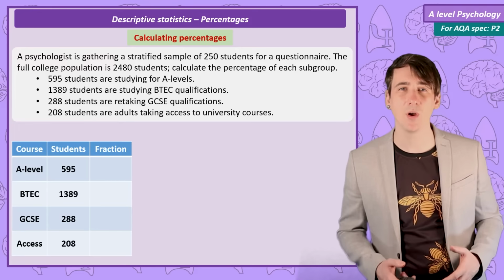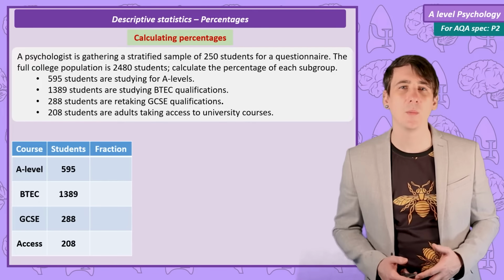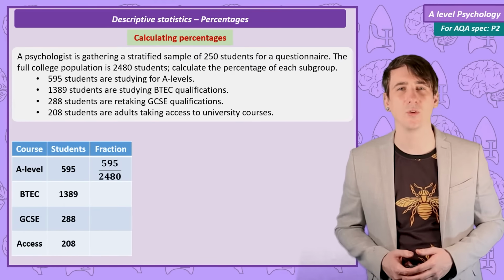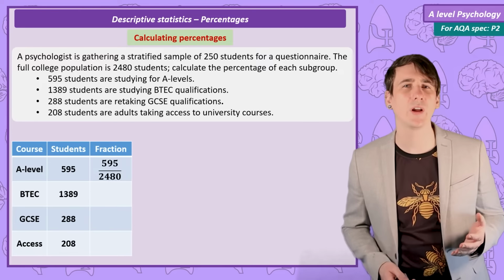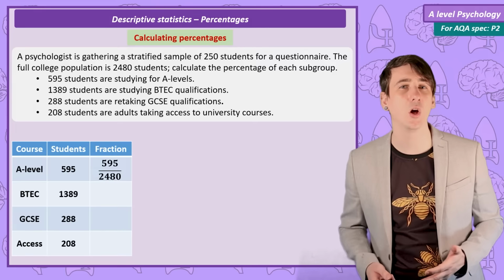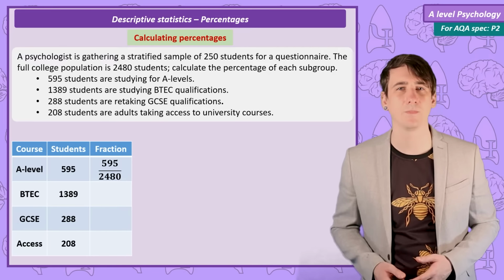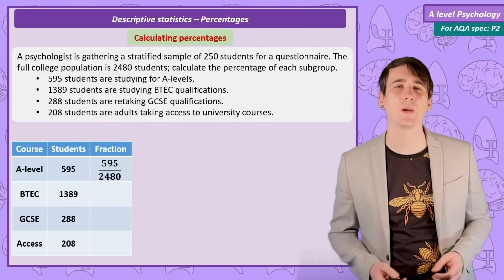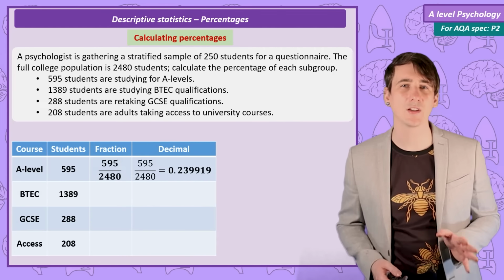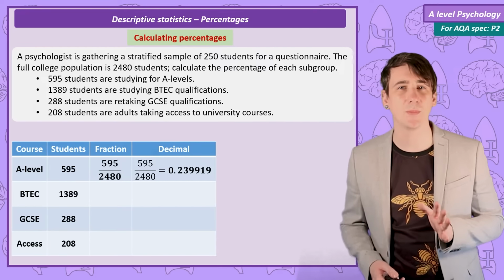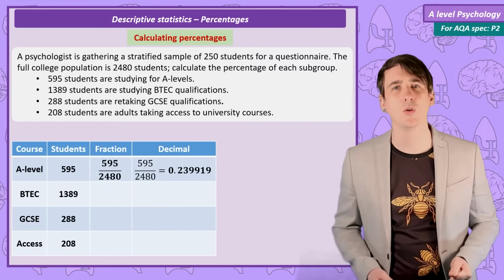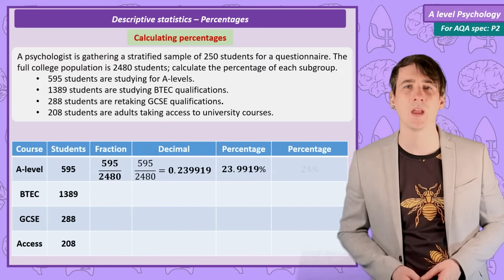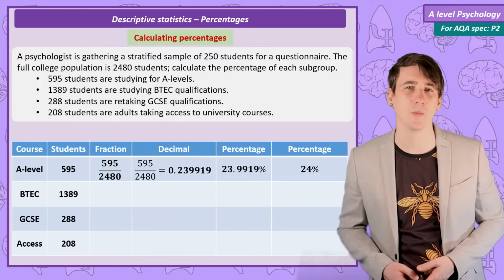In this case, we have both parts of the fraction that we need. Because for our percentage, we want to know 595 out of 2,480. So let's write our fraction as 595 over 2,480. We can convert this fraction into a decimal by dividing, and here is my calculation. Now we have the fraction as a decimal. To turn this decimal into a percentage, we times by 100, or more simply, we just move the decimal place over to the right twice. I'm going to round this up, and we get to 24%.